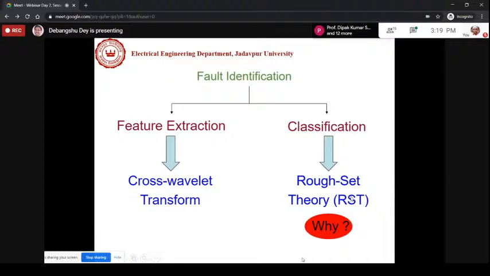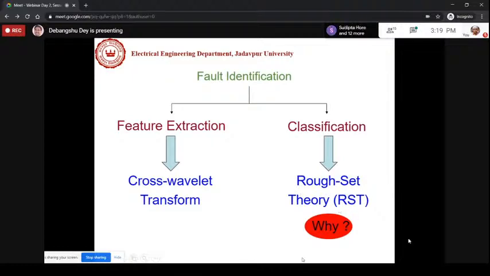So again, the same thing, the why should be very clear. And again, the problem statement plays a key role here. If you have a clear idea regarding the problem statement, you can have a clear answer for that. And that will help you in the choice of your classifier. So we have chosen the rough set theory.